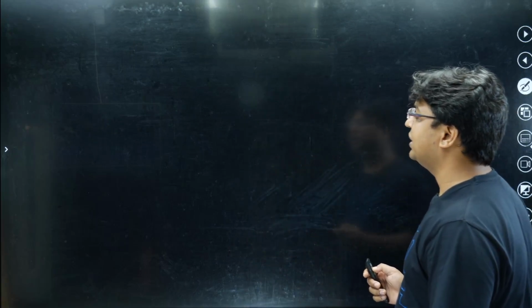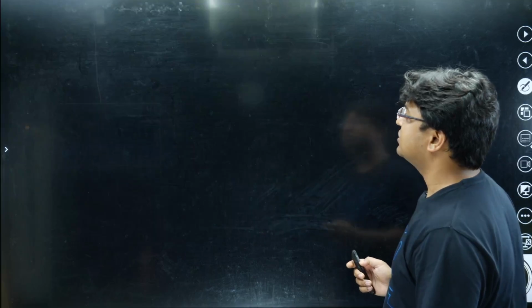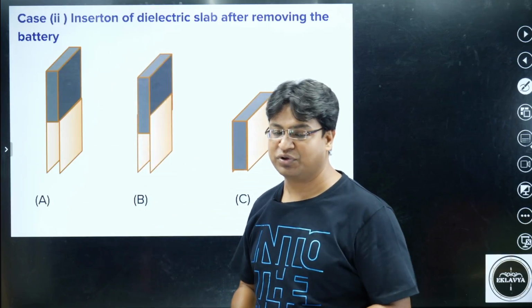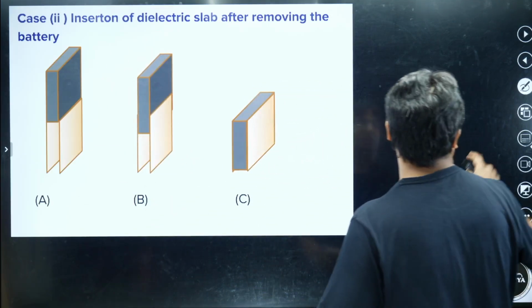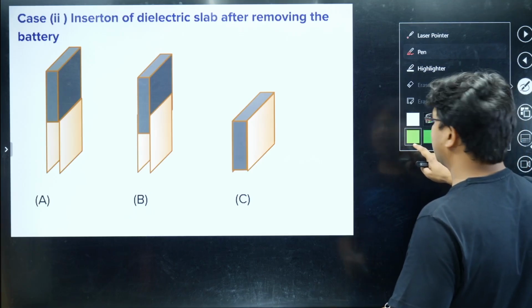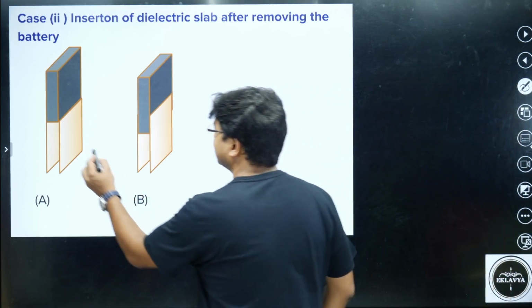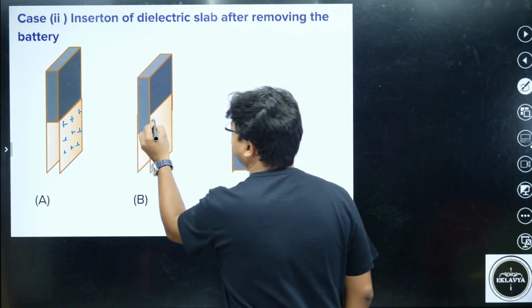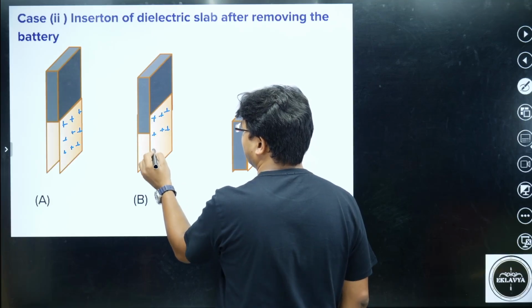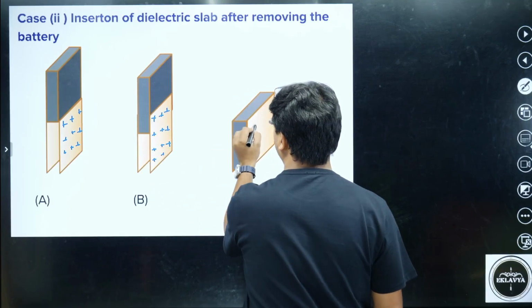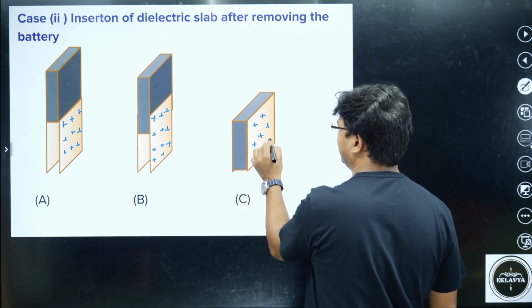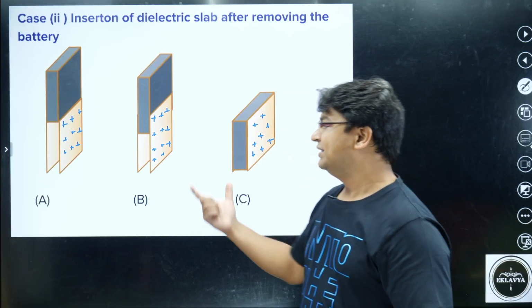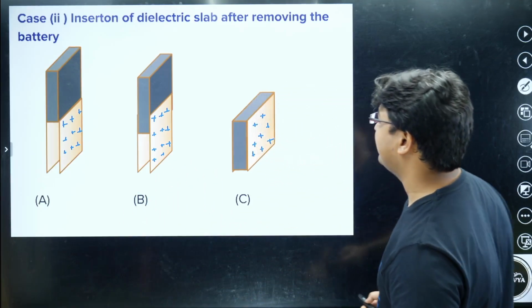Now let me quickly take up situation B. In situation B, we were saying that the battery has been removed. So what will happen here? We first charged the capacitor, and now because we have removed the battery, there is no route for the charge to flow. So in this case, the governing condition would be that the charge on the capacitor plate remains constant.